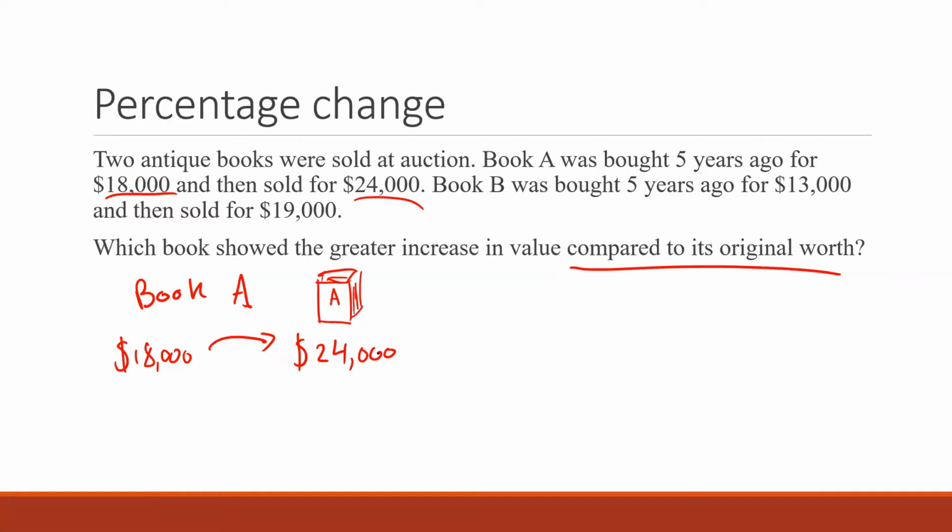So how we calculate the increase in value is 24,000 minus 18,000 equals 6,000. So we've increased in value by 6,000. And so the question is, do I do 6,000 over 24,000? Or do I do 6,000 over 18,000? Which one of these is correct?